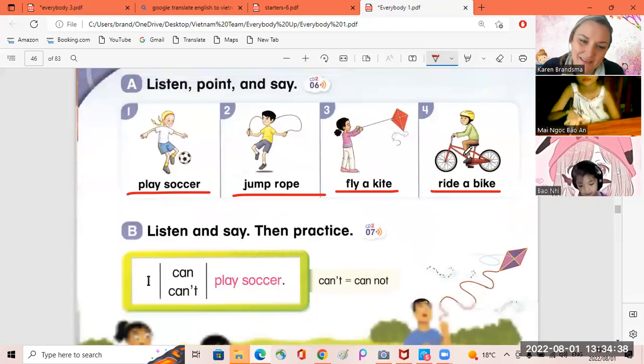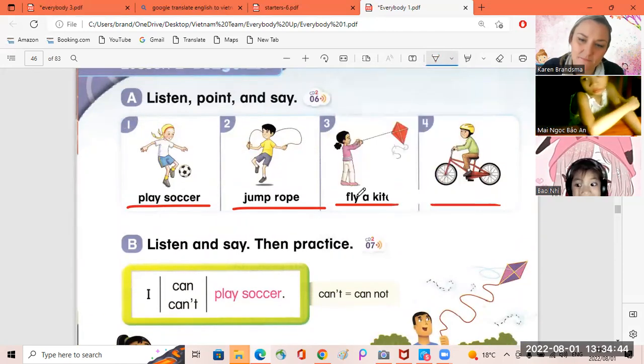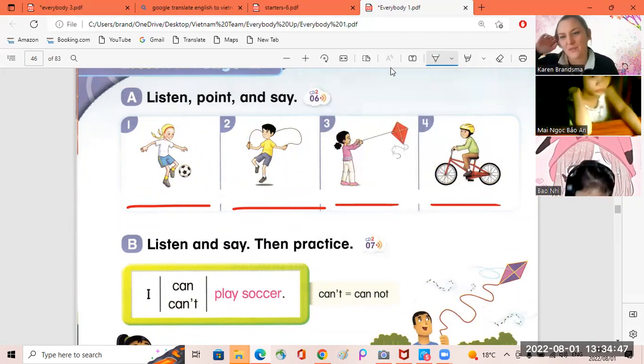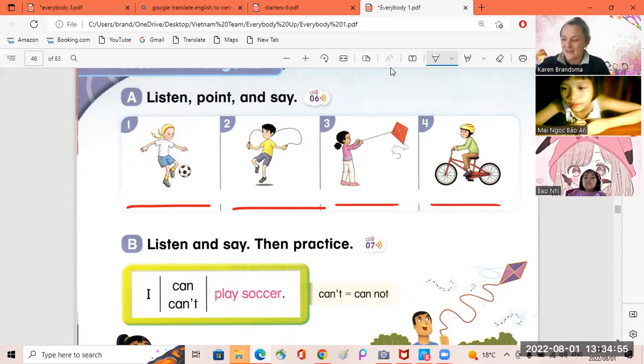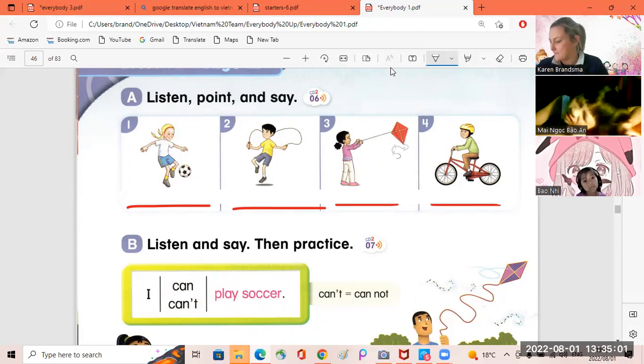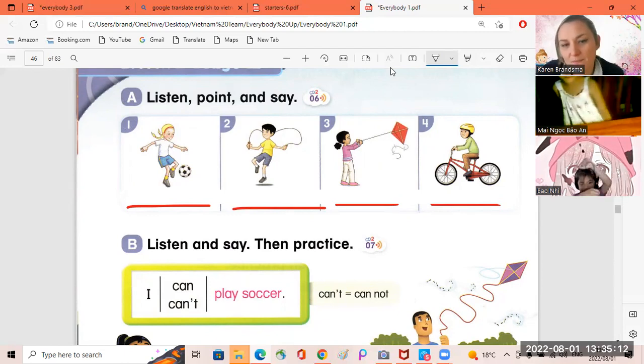Okay, good. Let's see. Now I'm going to take it away. Number three. Fly a kite. Okay, and Knee, number one. Number one is play soccer. And number four. Ride a bike. Knee, number two.